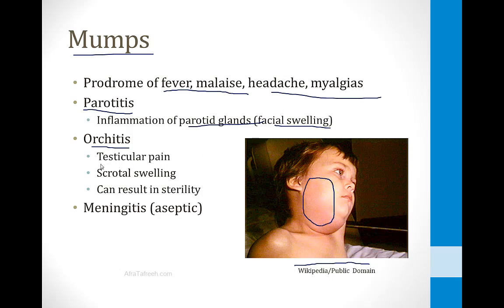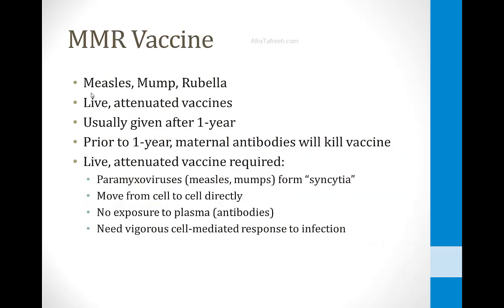Orchitis occurs in boys. It's swelling of the testes. These children will have testicular pain and scrotal swelling, and a serious consequence is that they can be left sterile after mumps resolves. And then you should also know that mumps can involve the central nervous system and cause aseptic meningitis.